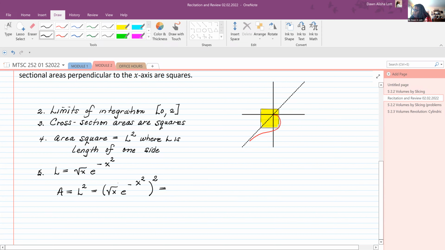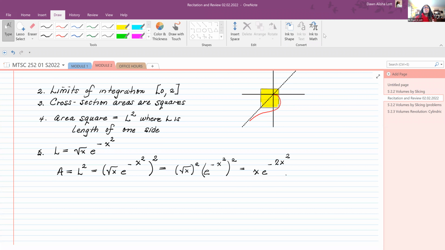All right, so that becomes the square root of x squared times e to the negative x squared, squared. So this is going to be x e to the negative 2x squared. Okay, so now I have a formula.